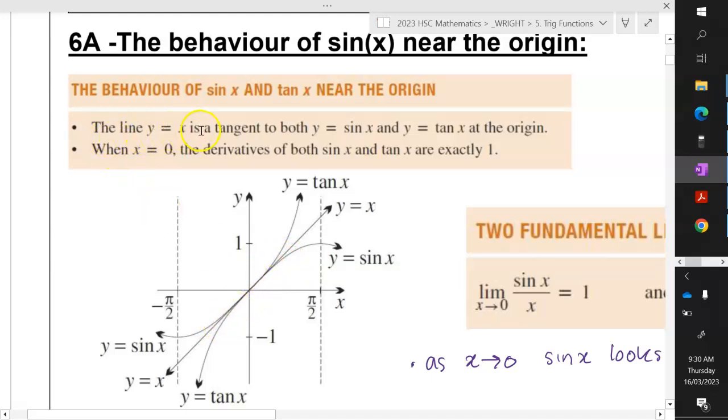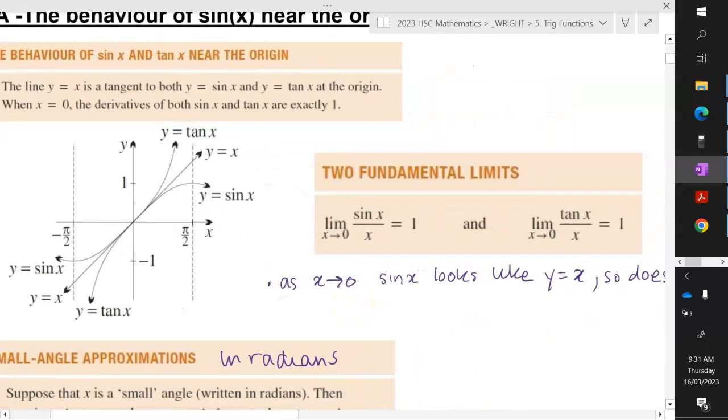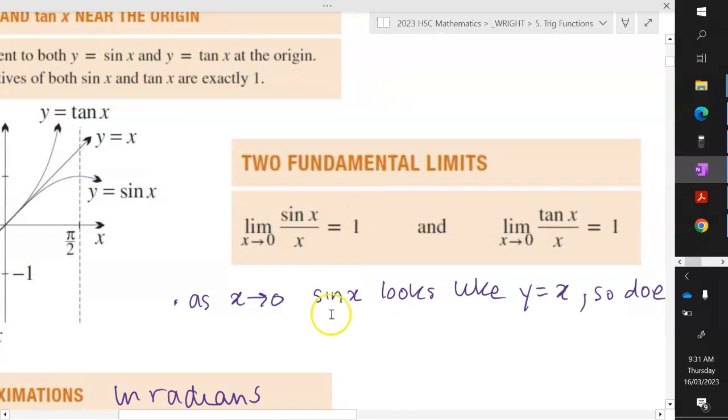It says the line y equals x is a tangent to both y equals sin x and y equals tan x at the origin. When x equals 0, the derivative of both sin x and tan x is 1, which is the same as the derivative of y equals x. So what we can gain from that is that as x goes to 0, sin x over x is equal to 1. As x goes to 0, tan x over x becomes closer to 1.